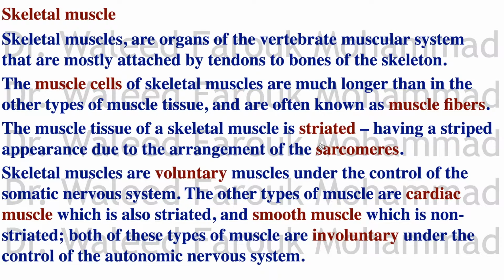As mentioned before, the skeletal muscles are voluntary muscles and supplied by the somatic nervous system, while the cardiac and smooth muscles are involuntary muscles and supplied by the autonomic nervous system.